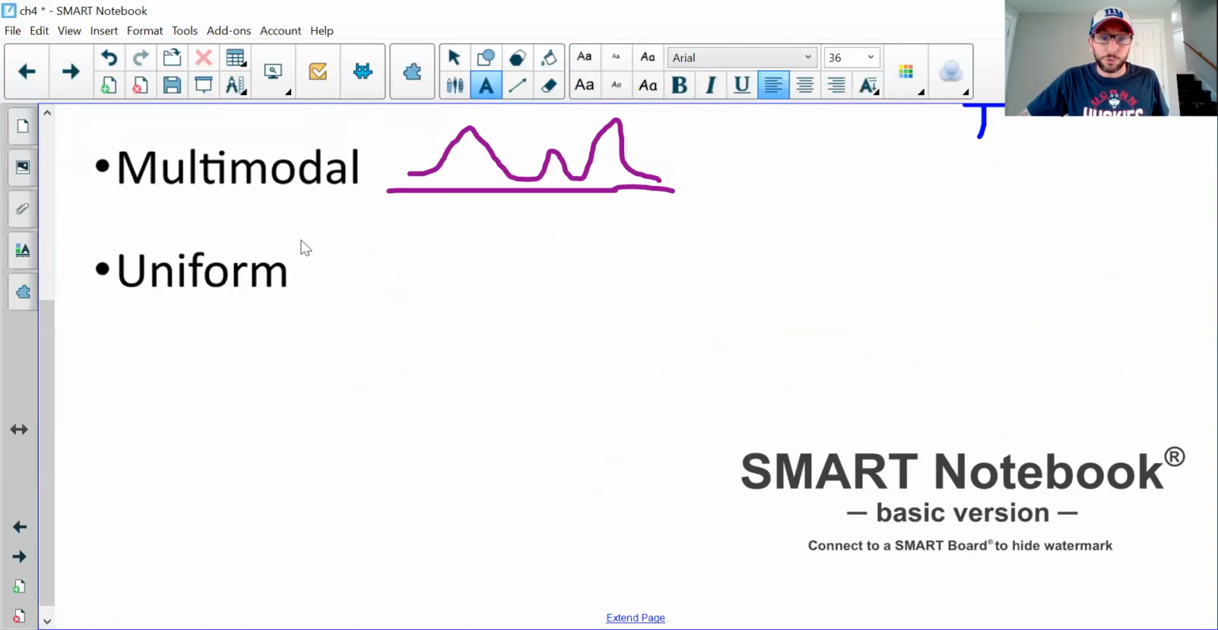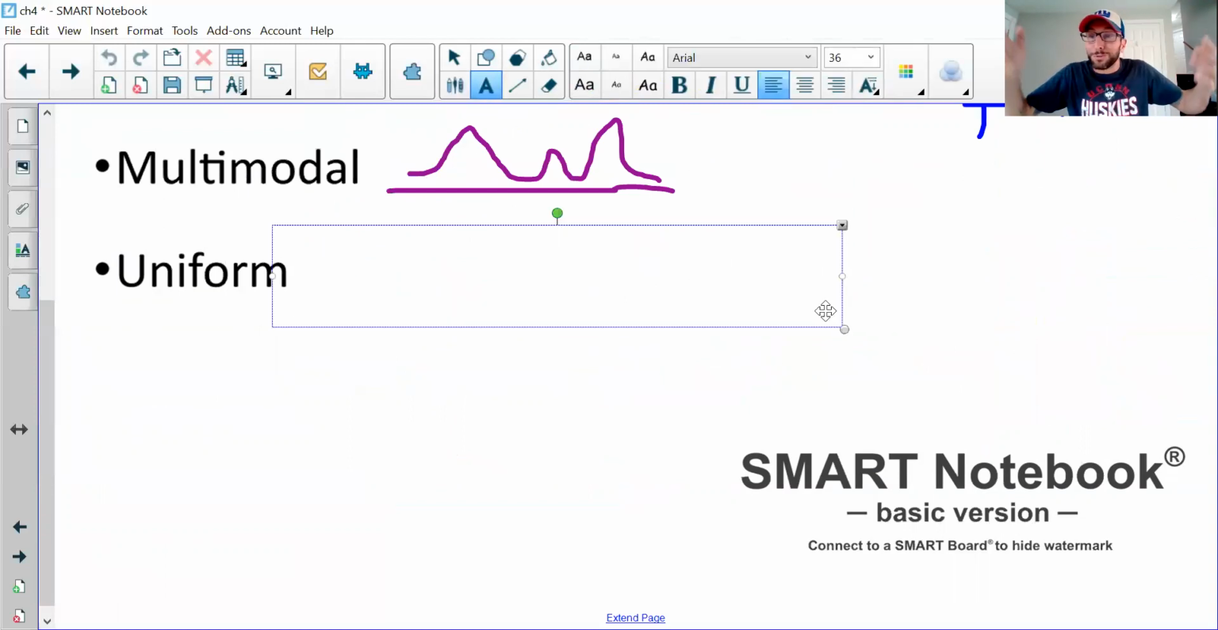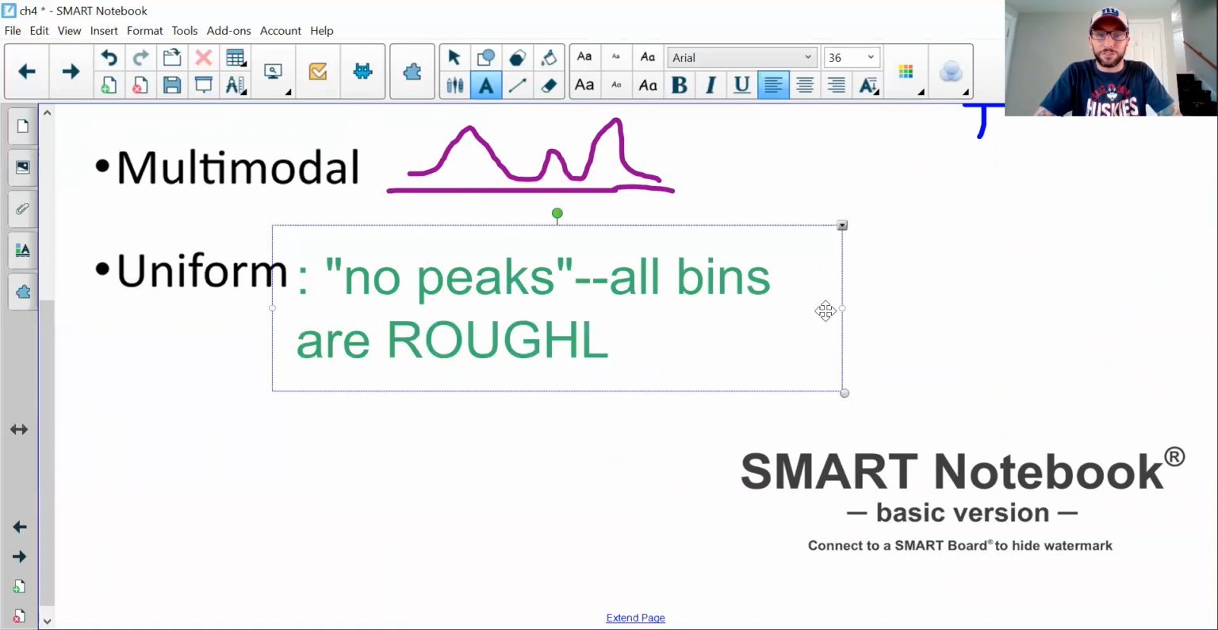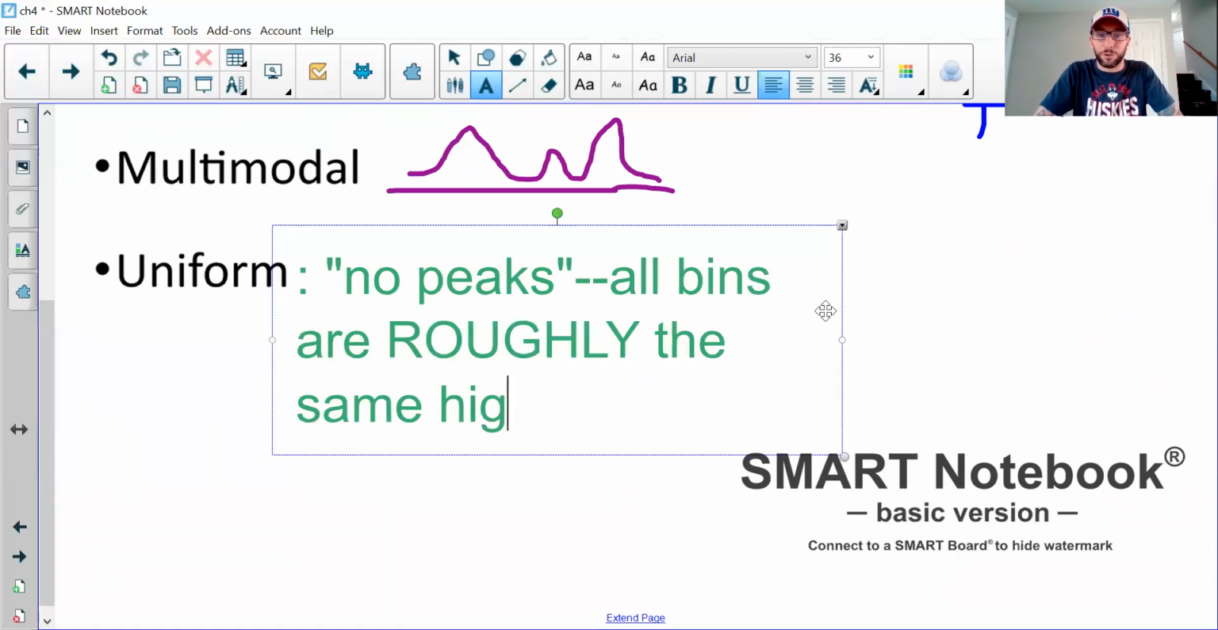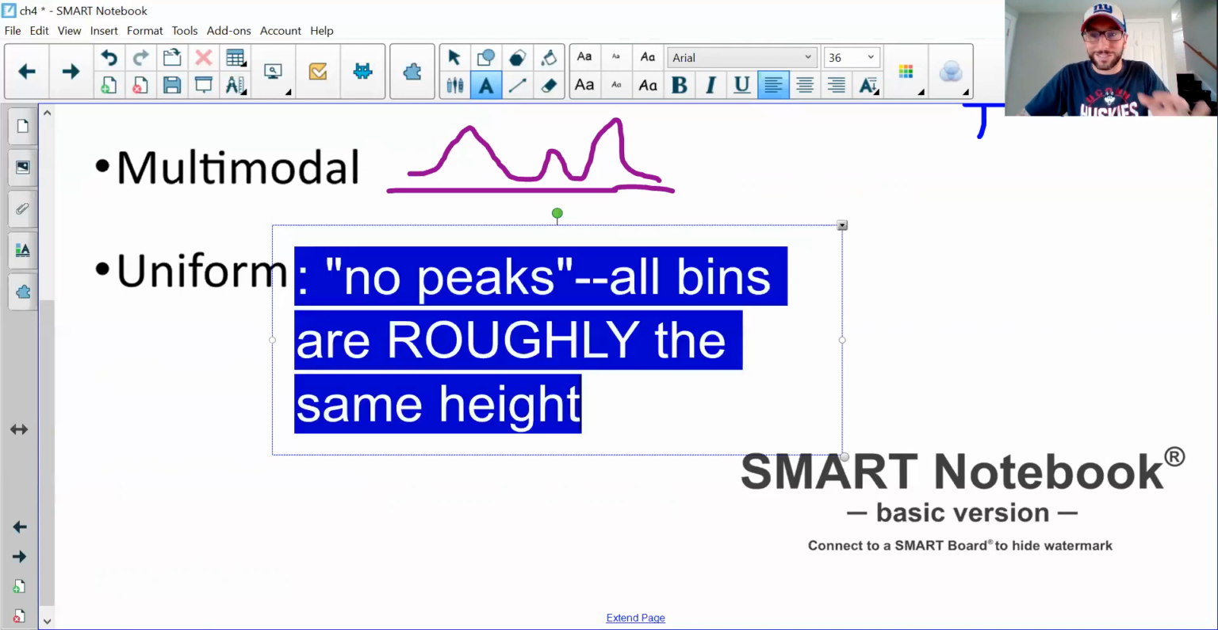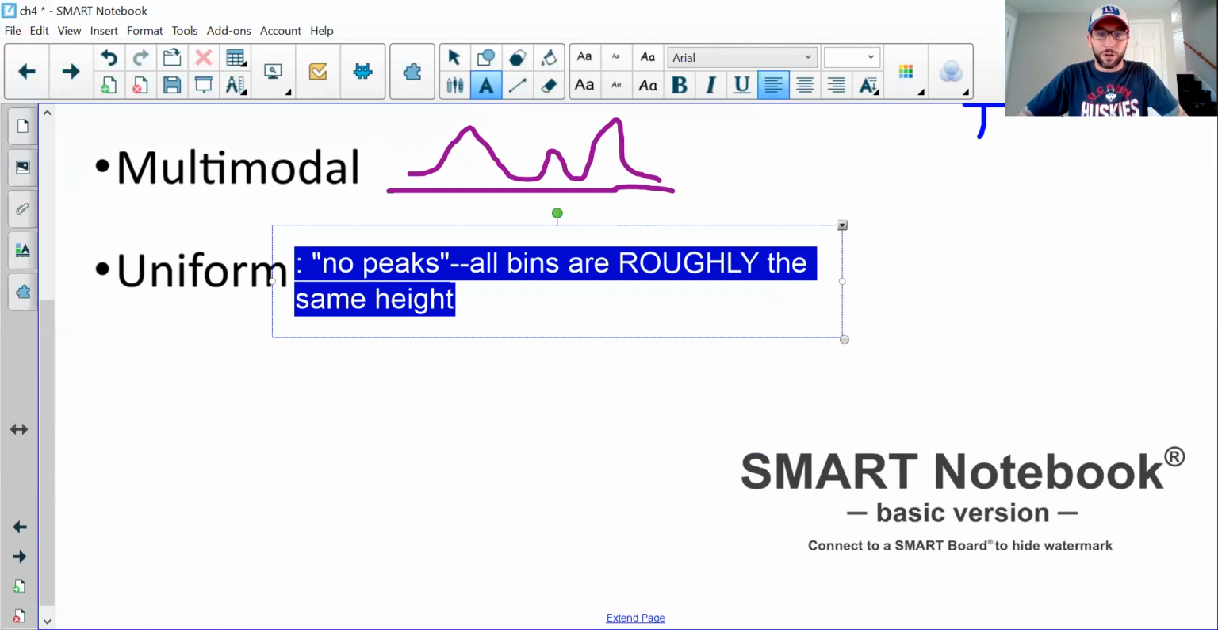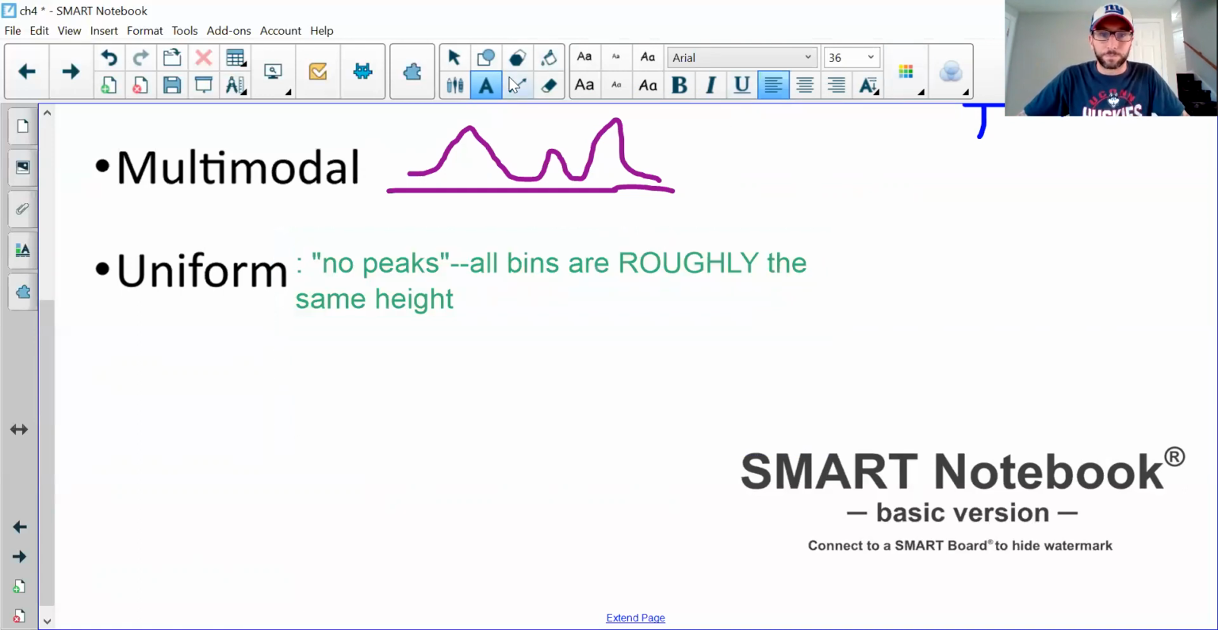A uniform distribution, right? Think about what uniform means. We wear a uniform. We all kind of look the same, right? That's the idea. So uniform has no peaks, or in other words, all of the bins are roughly the same height. And I put roughly in caps there because we're not going to be too picky. They're not going to be exactly the same height. So all bins are roughly the same height.